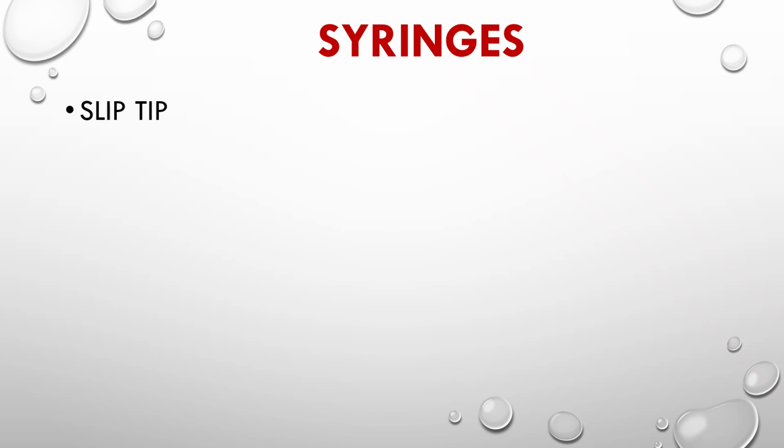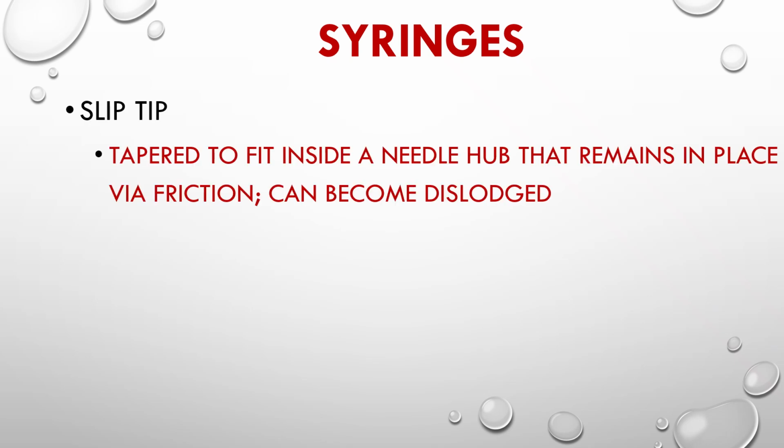So more about the syringes and different types. So they're slip tip, and unlike the picture we had just looked at, they have a tapered end that fits into that needle hub, but it doesn't actually twist in. The slip tip just slides on, so it stays in place by friction. Therefore it can more easily become dislodged.